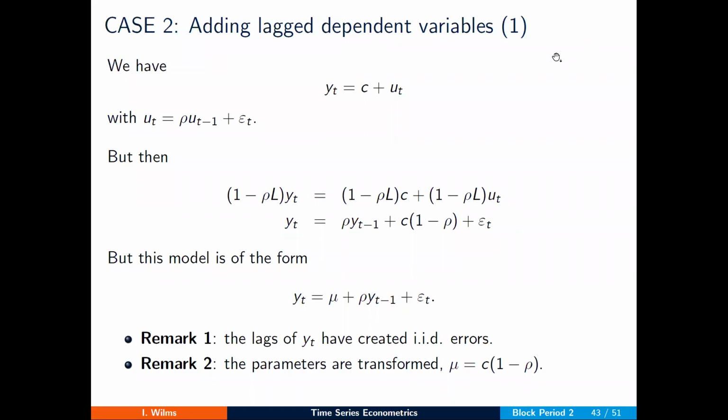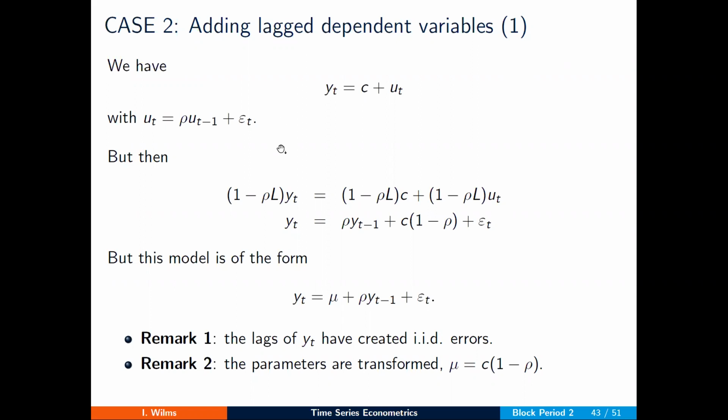One way to correct for dependence in our errors is to add lagged dependent variables to the equation, as we will now see in case 2. Let's first have a closer look at the intuition behind this approach. Remember, we have a location model where the errors follow an AR1 process.